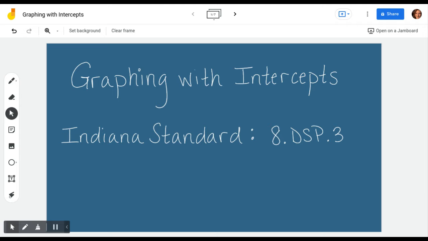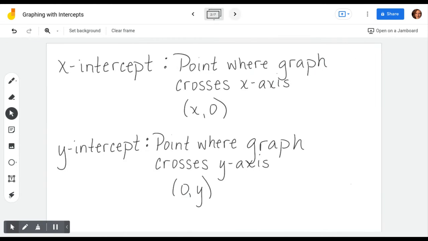Personally, my favorite way to graph is with slope and y-intercept, but this way is usually pretty easy too, so students tend to like this way. My only issue is that sometimes as you get into your equations, not all of the x and y intercepts come out to be whole numbers or integers, which is why I prefer the slope and y-intercept. But otherwise, this way is really pretty straightforward and easy. So let's get into it.